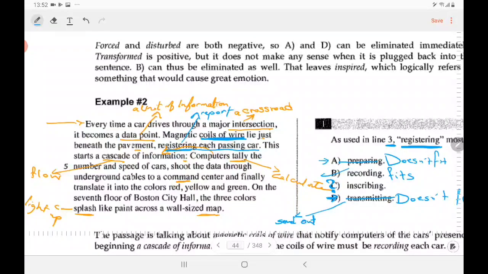Choice 2. Now you have recording, which fits very much, and inscribe, which you don't know, so you cross it out. Don't choose an answer because you don't understand it. Usually the answers will be the simplest, like recording here. And by the way, inscribe means engrave or carve into or write on. And it also doesn't match our context.